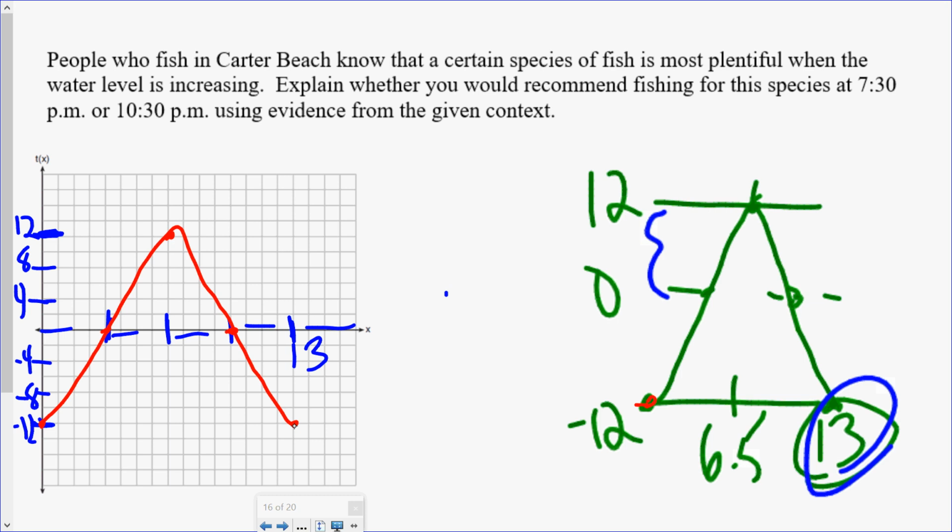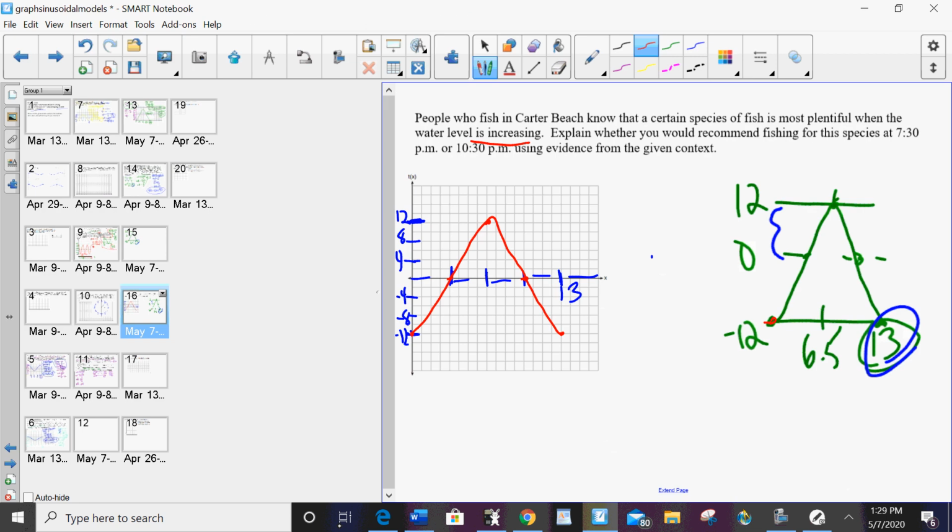Now, there's another follow-up question. People who fish in Carter Beach know that a certain species of fish is most plentiful when the water level is increasing. We talked at the beginning of the year about what increasing means. Increasing is when the function is going up. So this purple piece right here is where it's increasing, and we'll make the yellow where it's decreasing. Explain whether you would recommend fishing for this species at 7:30 p.m. or 10:30 p.m. using evidence from the given context.